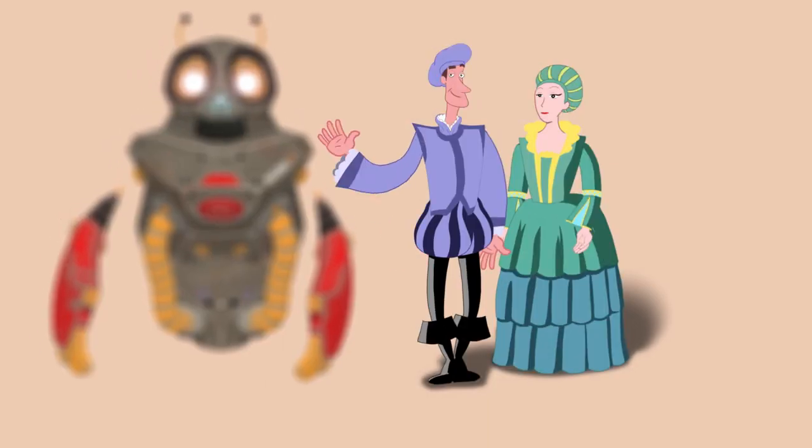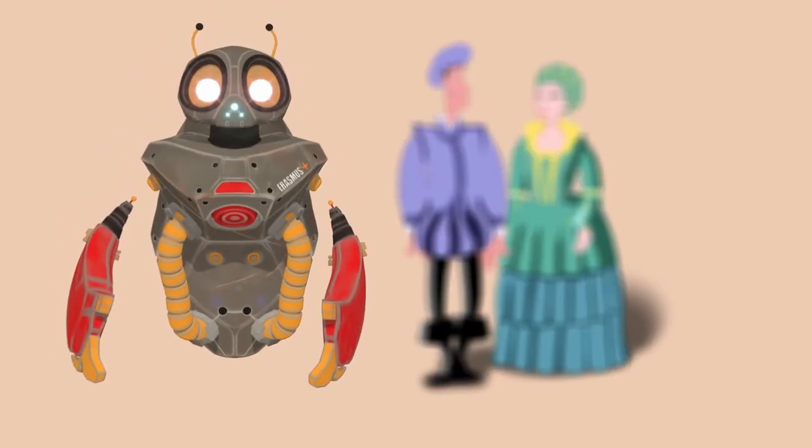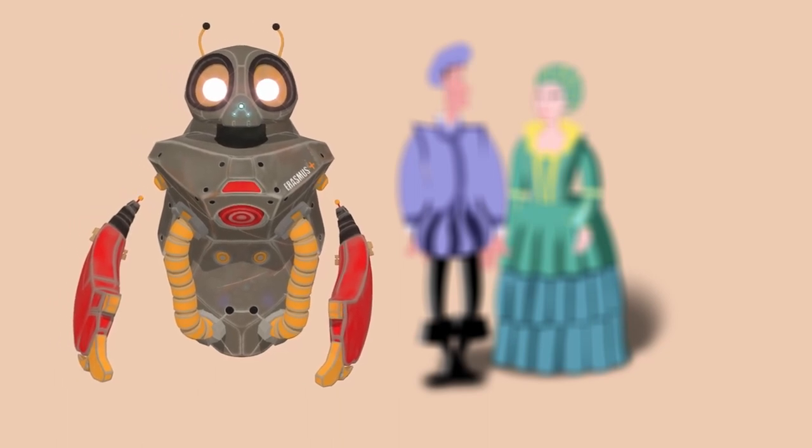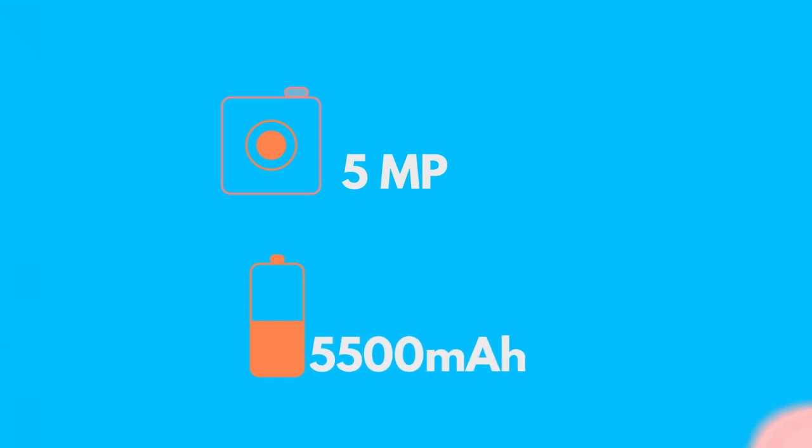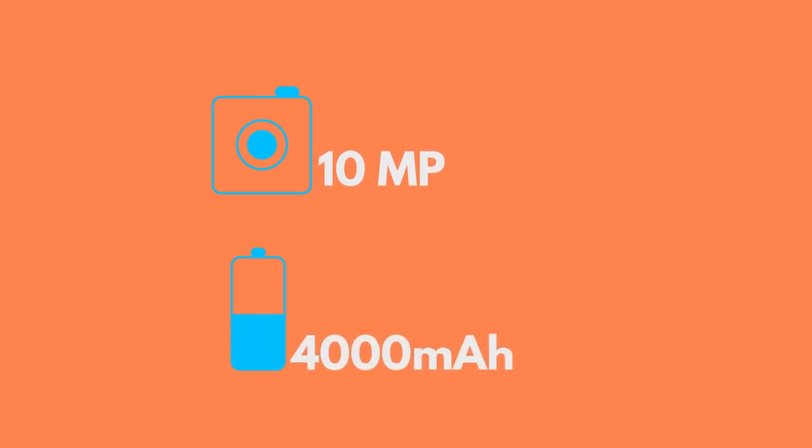Romeo wants to buy a smartphone for Juliet. He knows for sure she loves to shoot beautiful selfies and talk on the phone for hours on end. Two preferred options. The first phone has a 5 megapixel camera and a battery of 5500 mAh. The second option has a 10 megapixel camera and a battery of 4000 mAh.